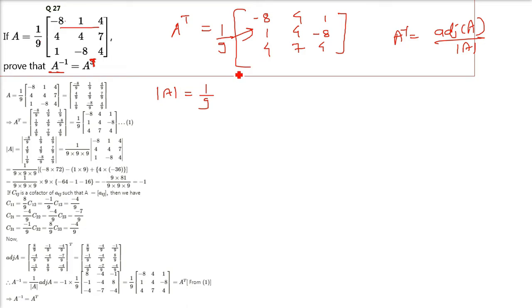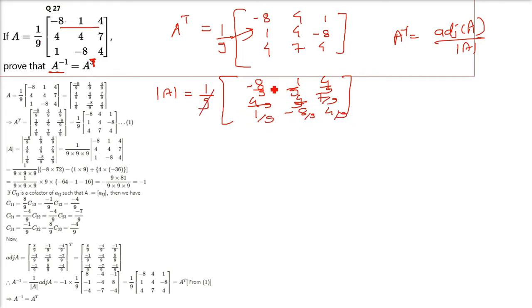How? I'll just show you. If you multiply this 1 by 9 inside, you'll get minus 8 by 9, and then 1 by 9, and then 4 by 9, 4 by 9, 4 by 9, 7 by 9, 1 by 9, minus 8 by 9, 4 by 9. So just multiply 1 by 9 inside. This is a scalar multiplication. We know that in order to find the determinant of A, we need to multiply this all inside.